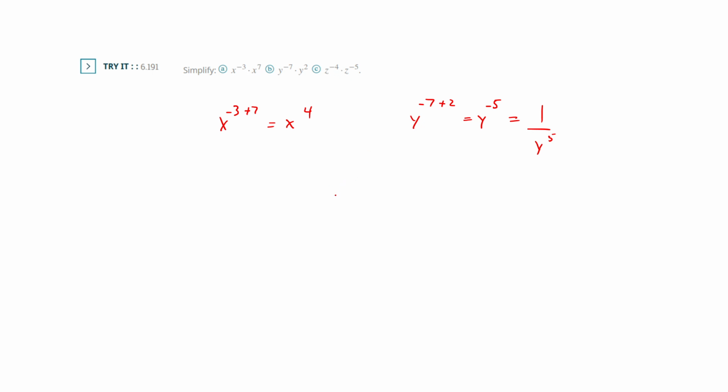Okay, so this one for C here, I'm going to add negative 4 and negative 5. I'm adding those, okay? Now this is negative 4. You owe me 5 more, so you owe me 9. So that's 1 over z to the ninth without the negative exponent.